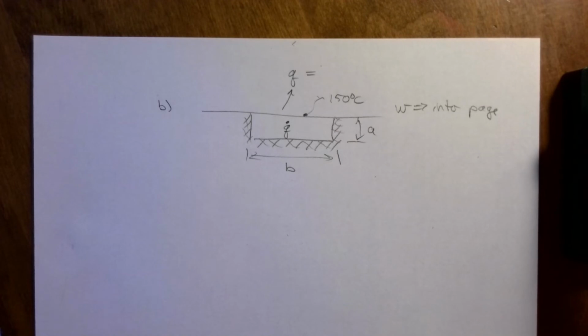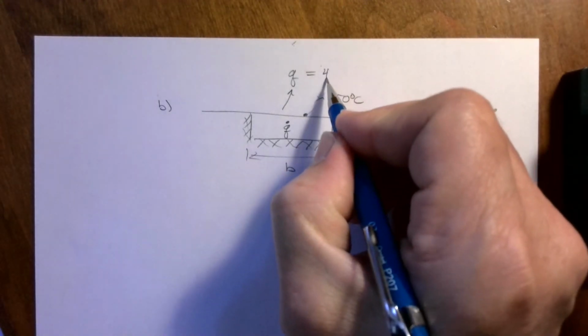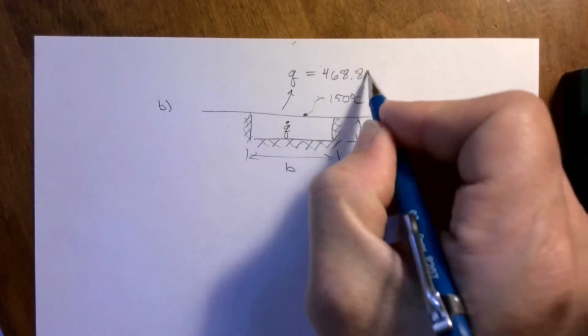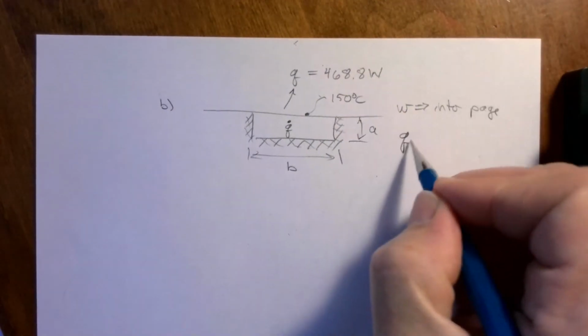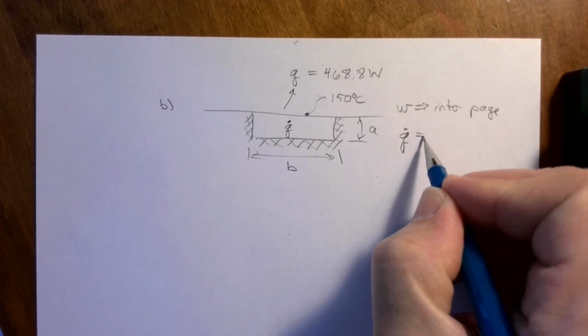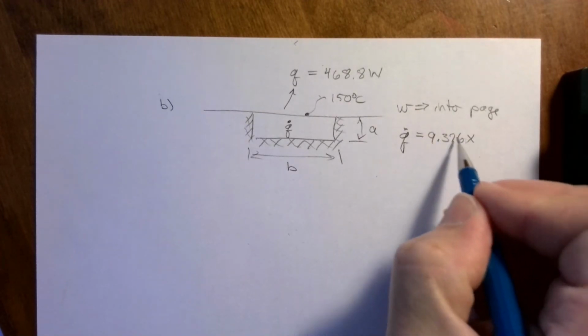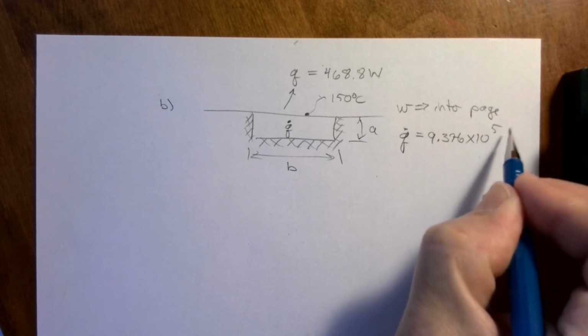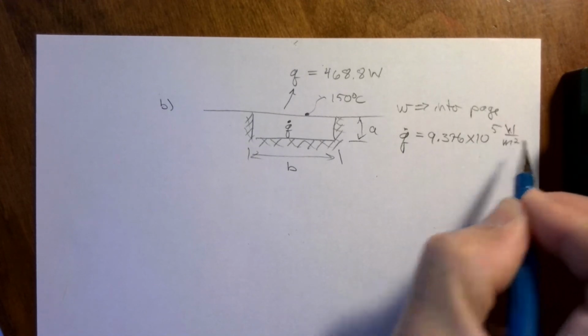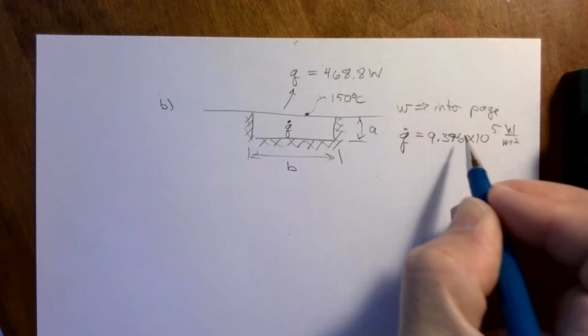Comes out to be, looking at the wrong problem, just one second. 468.8 watts is leaving, and Q dot is equal to 9.376 times 10 to the 5 watts per meter squared. That's a 7.